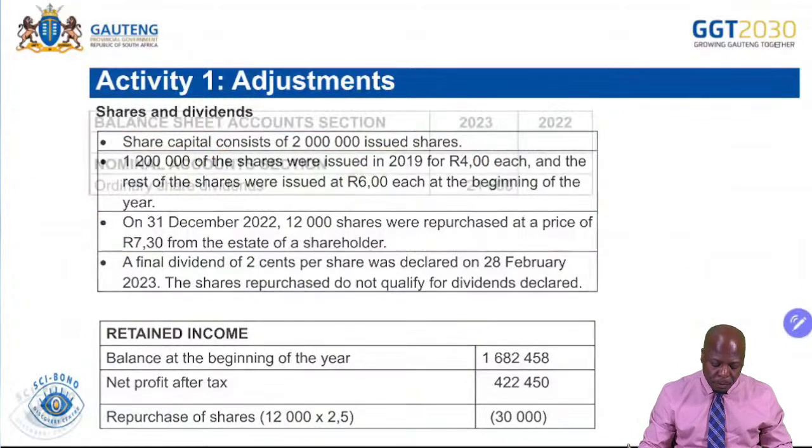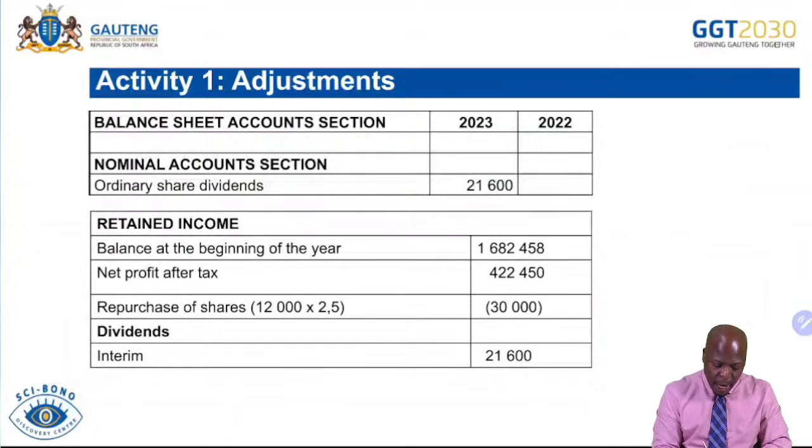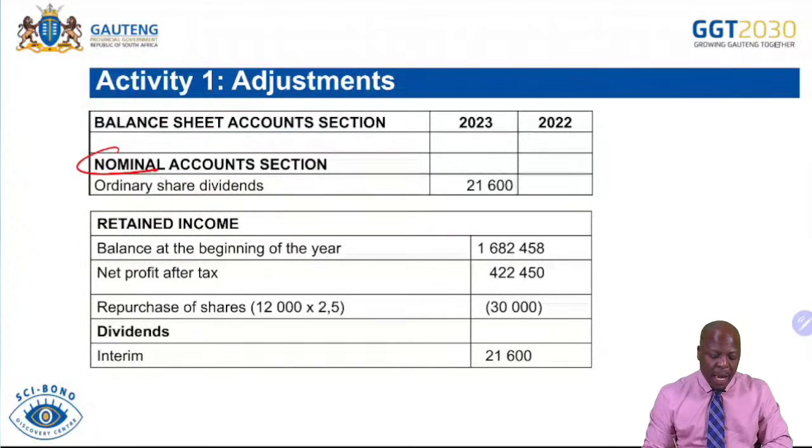Let's continue. We're then told ordinary share dividends. Under nominal accounts, once we have ordinary share dividends, we know those are your interim dividends. So that was easy. 21.6, we put it over there. Let's go to the next one.